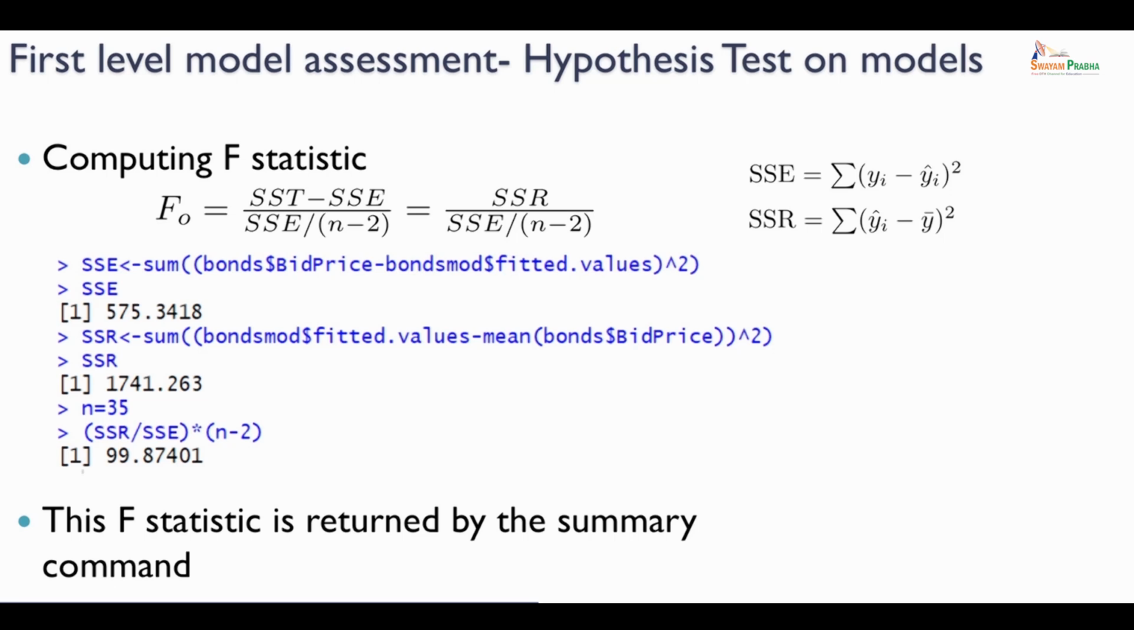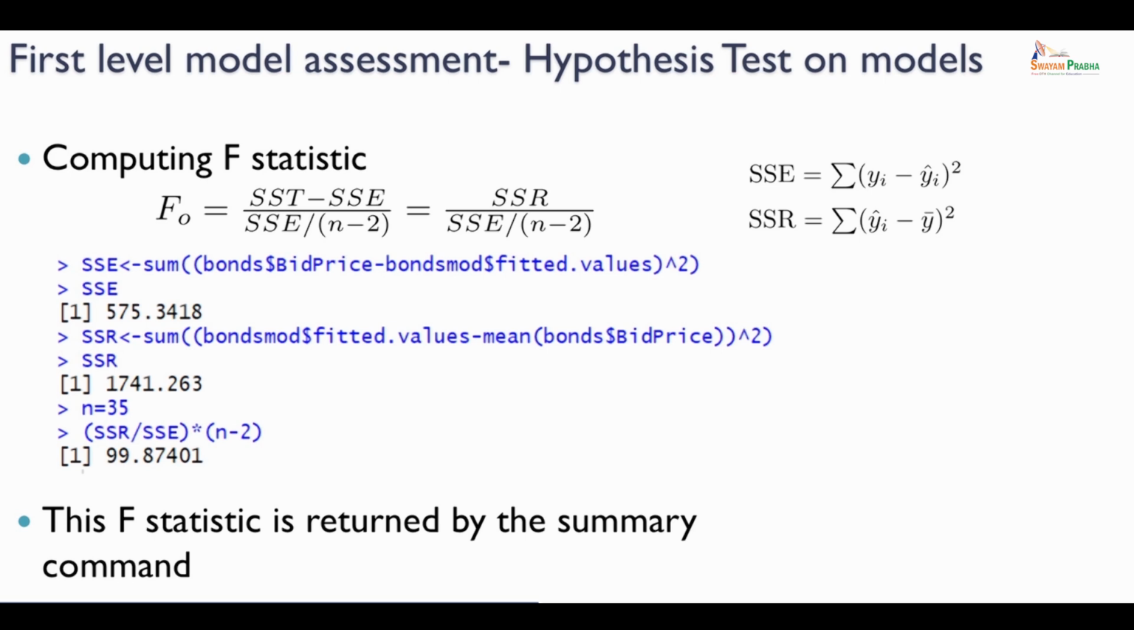So, this is how you would compute the sum squared regression. I am summing my yi, which is nothing but the bond dollar bit price. I have the fitted values and I know the mean, which is y bar of the bit price. I am squaring the term and I am summing it. Now, we know that the number of observations we have is 35 from the data. So, from the formula we know our F statistic is computed as SSR by SSE times n minus 2, and we get the F statistic to be equal to 99.87.